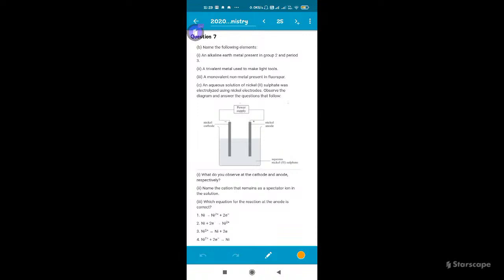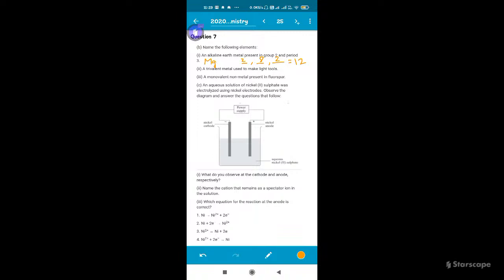Name the following elements. An alkaline earth metal present in group 2 and period 3. So group 2, that means it will have 2 electrons in its valence shell, and period 3, that means it will have 3 shells. So 2, 8, 2. This will be the electronic configuration, and therefore the atomic number is 12. We know the atomic number 12 is for magnesium, so the answer is magnesium. You don't have to memorize anything. Use simple tricks in order to find out the answer.